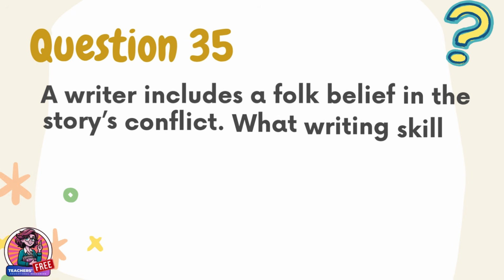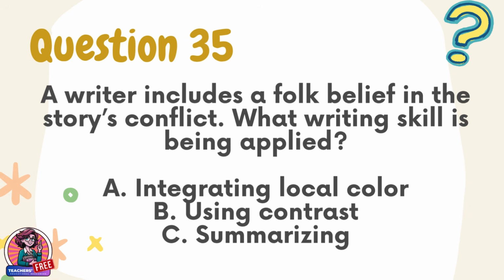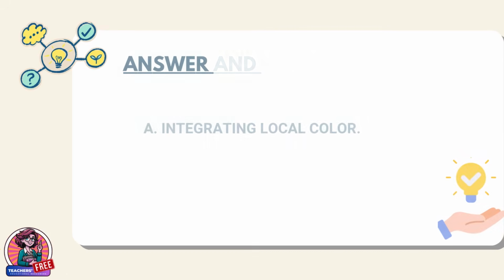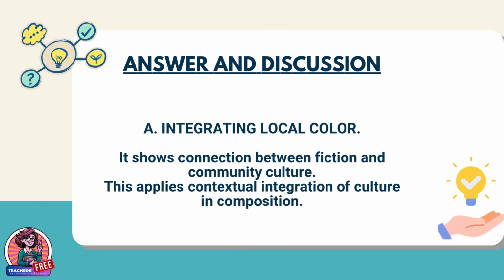Question 35. A writer includes a folk belief in the story's conflict. What writing skill is being applied? A. Integrating local color. B. Using contrast. C. Summarizing. Answer. A. Integrating local color. It shows connection between fiction and community culture. This applies contextual integration of culture in composition.